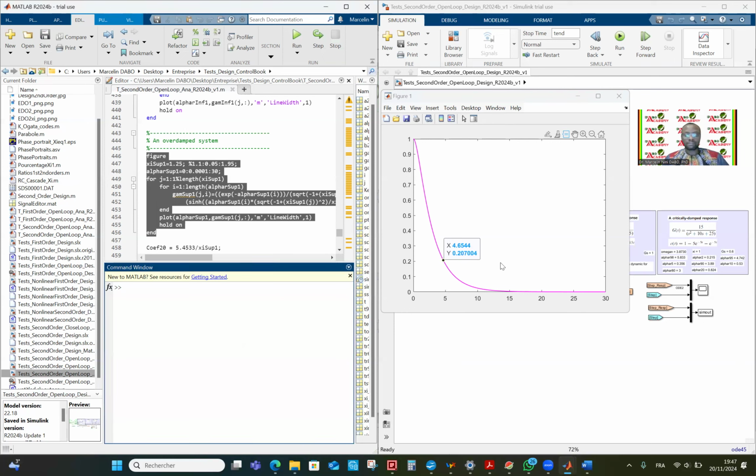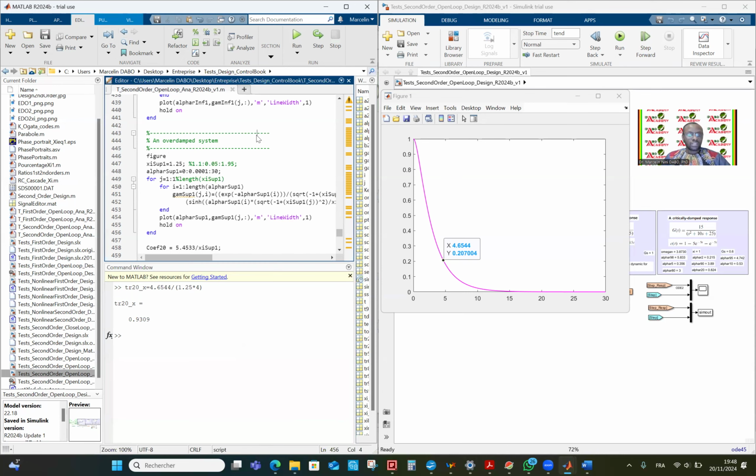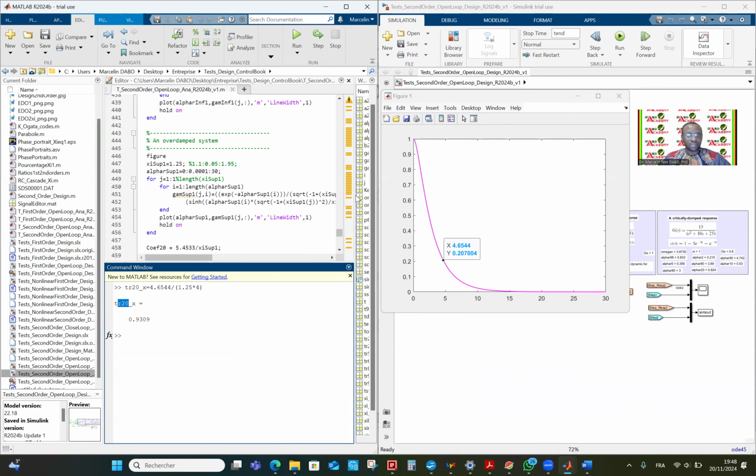So the corresponding alpha is equal to 4.6544. So if you want to compute the time response at 20 something, you will check that you have the alpha, so alpha is here, 4.6544 divided by xi. The xi is equal to 1.25, as we said, multiplied by the square root of 16, that is 4, okay? And then this yields to this result, okay? So let's go and simulate and see what we will be having at this time response.